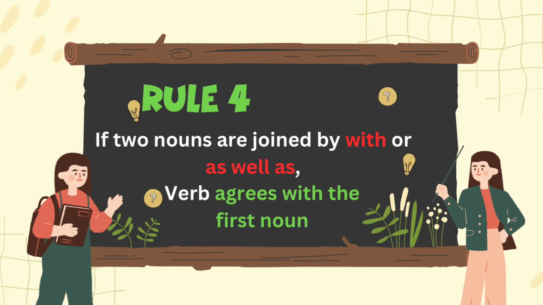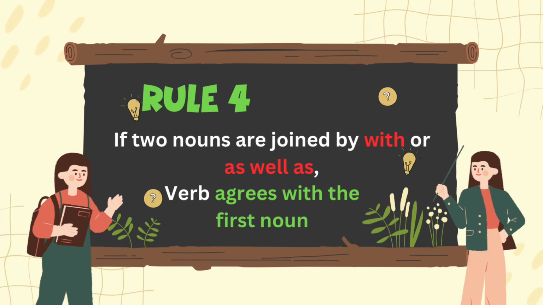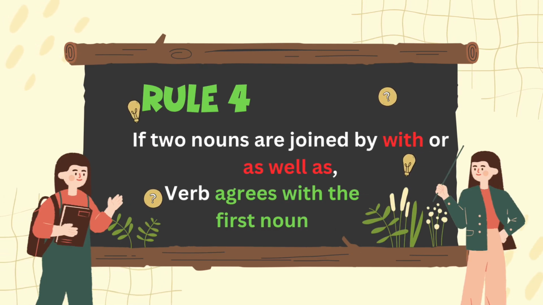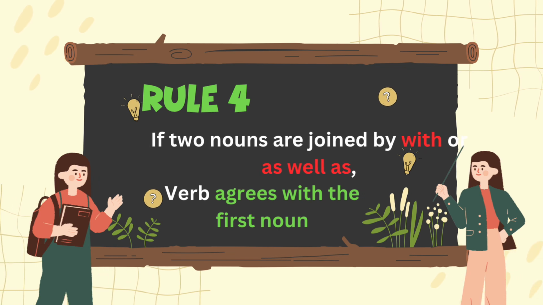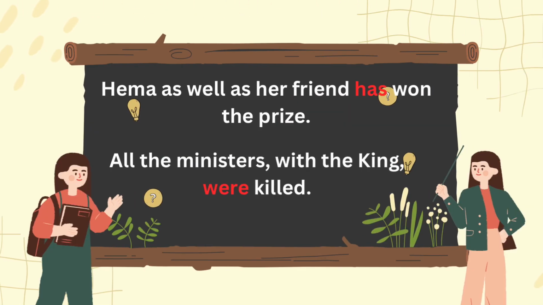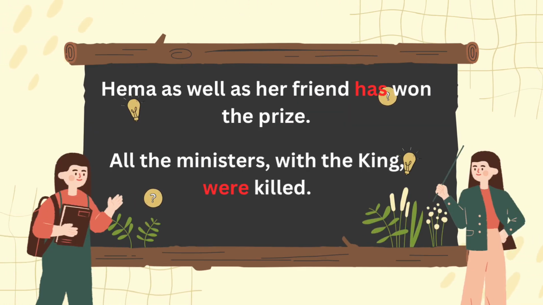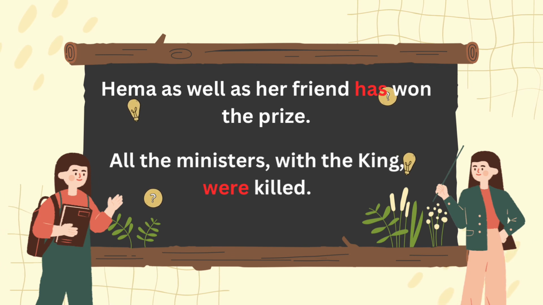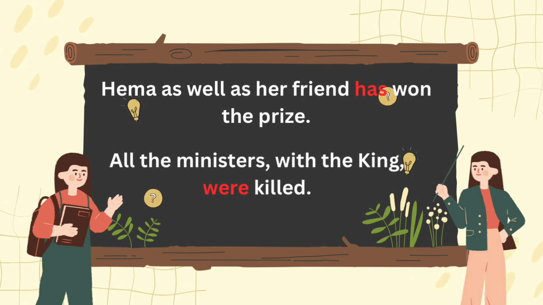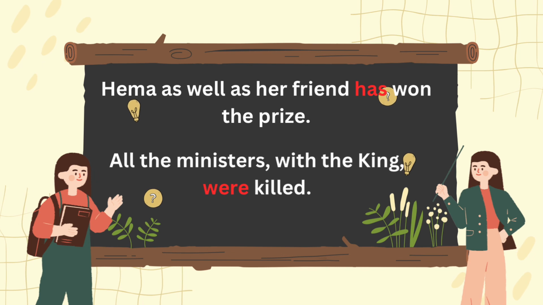The next rule says, if two nouns are joined by with or as well as, the verb in that case agrees with the first noun. For example, Hema as well as her friend has won the prize. Here, there are two subjects, Hema and her friend. Both are singular, but we shall use the first noun, that is Hema, being singular. The verb used will be singular as well, that is has.